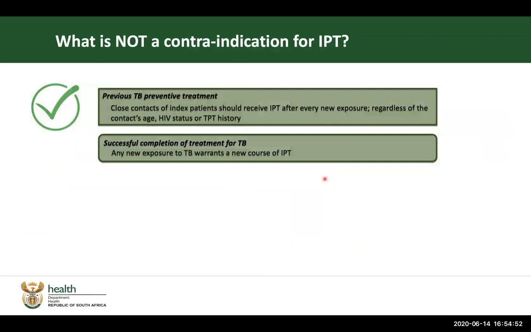Right. So also remember that those who previously had TB preventative therapy, but are currently exposed to a confirmed TB case, are actually eligible for TB preventative therapy. And then any patient who successfully completed TB treatment, but currently are exposed to someone in their household, a close contact, who's got TB, they should be considered for TB preventative therapy as needed.